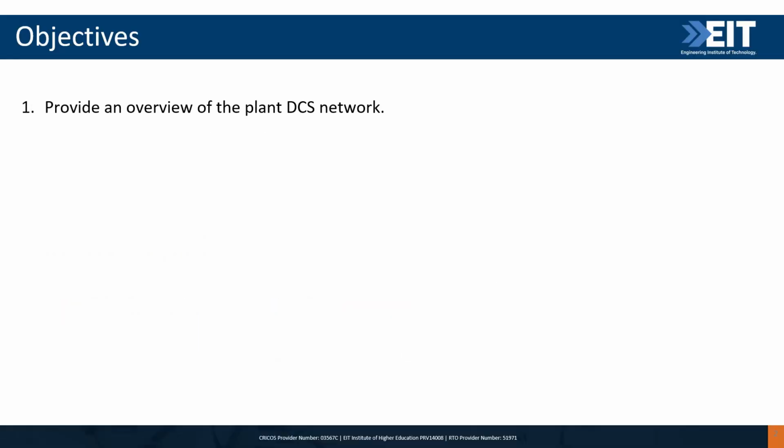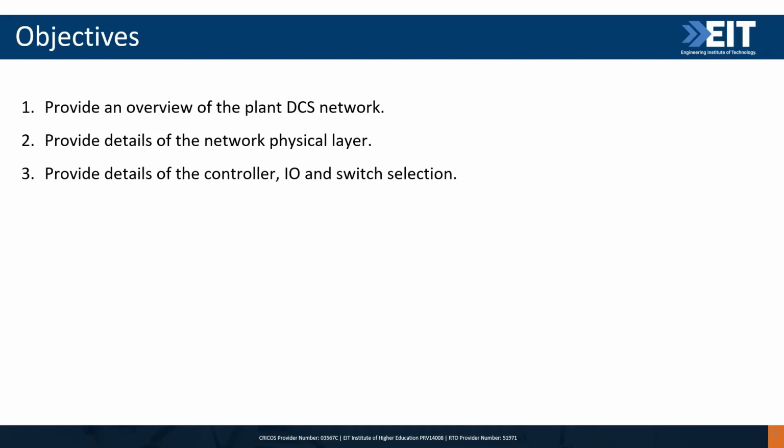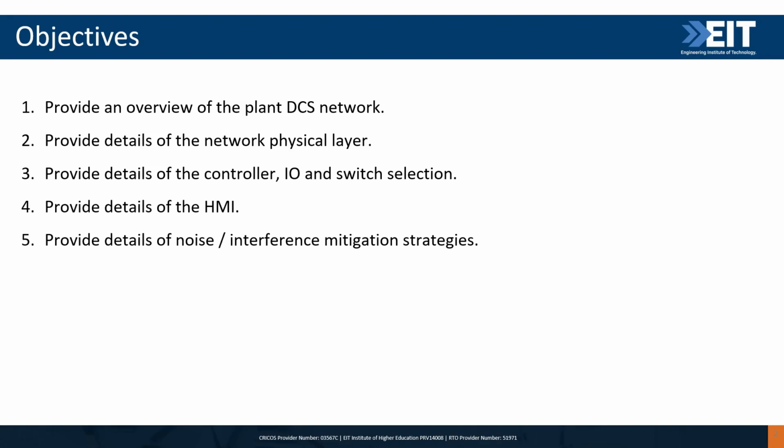Our objectives for this portion of the presentation are to provide an overview of the plant DCS network, to provide details of the network physical layer, to provide details of the controller, I/O, and switch specifications, to provide details of the HMI, and finally, to provide details of the noise and mitigation strategies we will use.